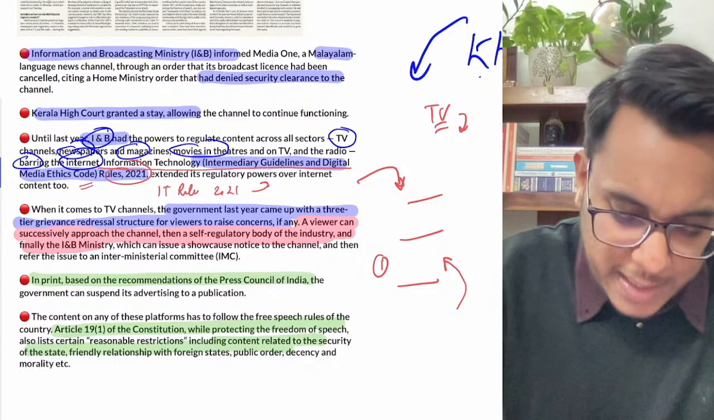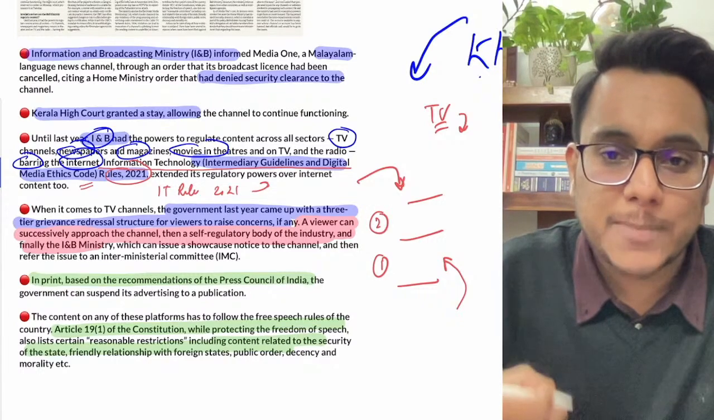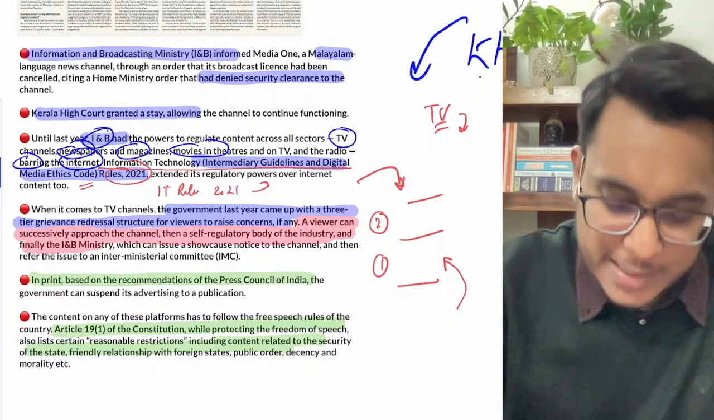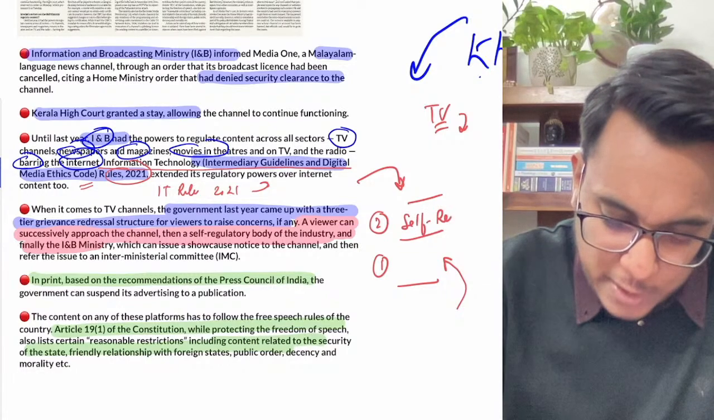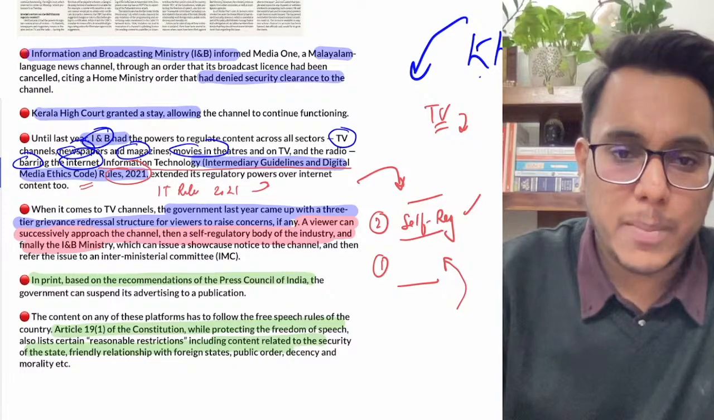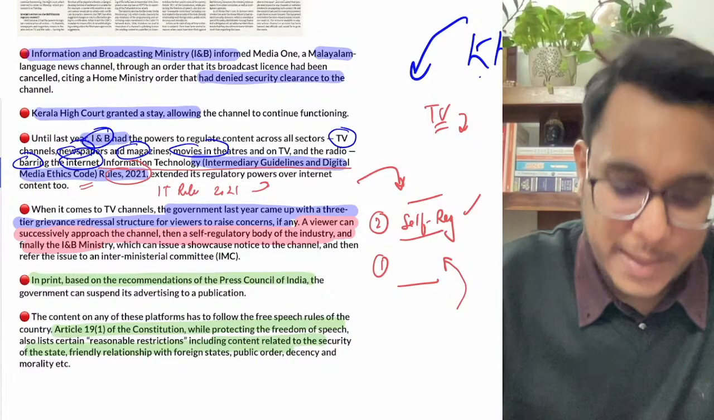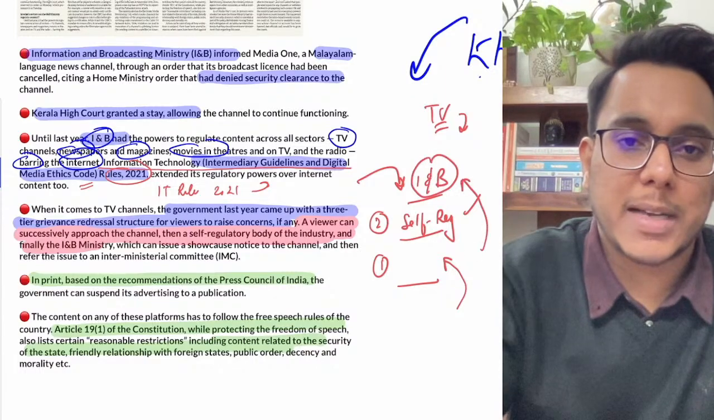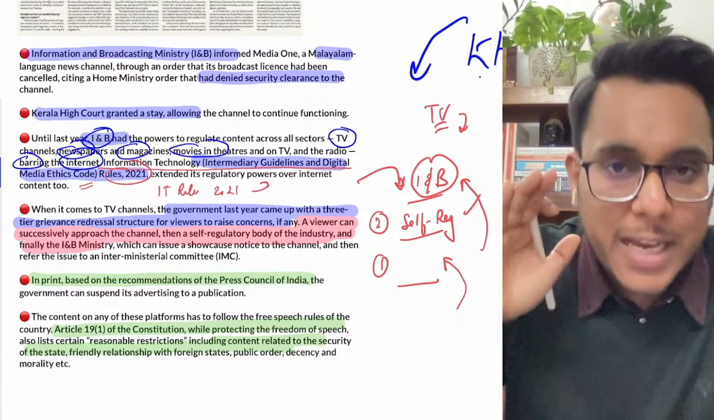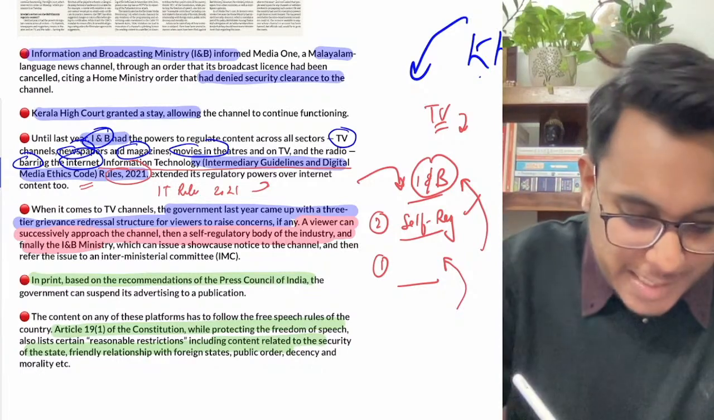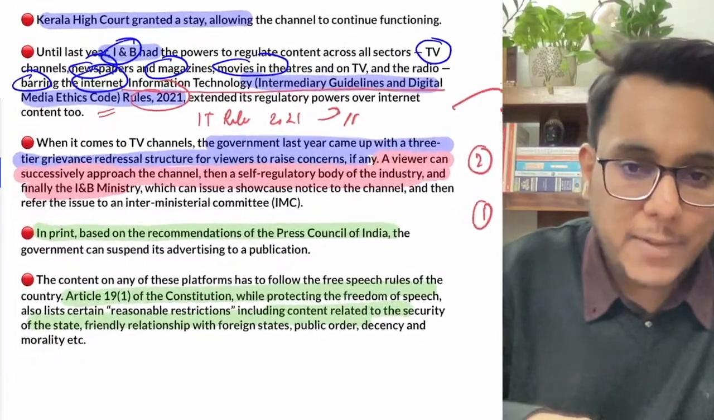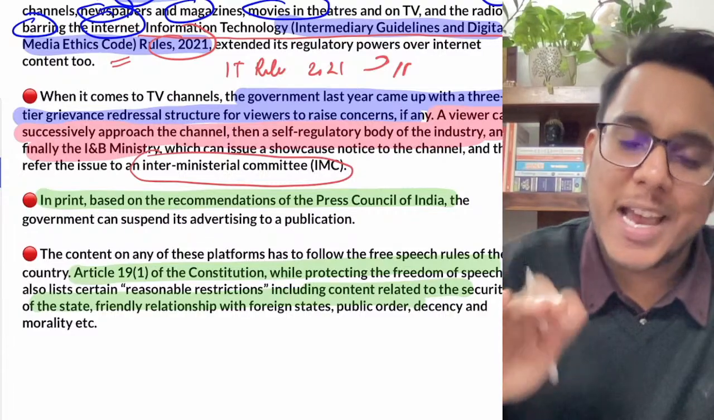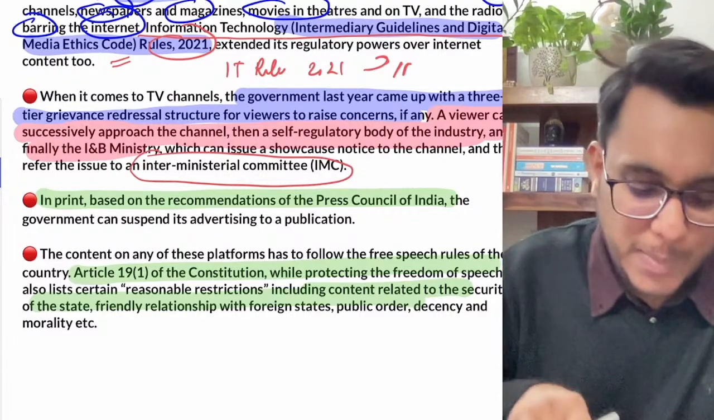If the grievance is not settled there, then at the second level there is a self-regulatory body of the industry. All the TV channels have created a self-regulatory body, and a petition can be made there. But if this self-regulatory body is also not doing anything, then there is the Ministry of Information and Broadcasting, to which a request can be made. So a three-level structure has been created by the IT Rules 2021. After that, at the highest level, there is also an interministerial committee which can be approached if hateful content is still being shown.